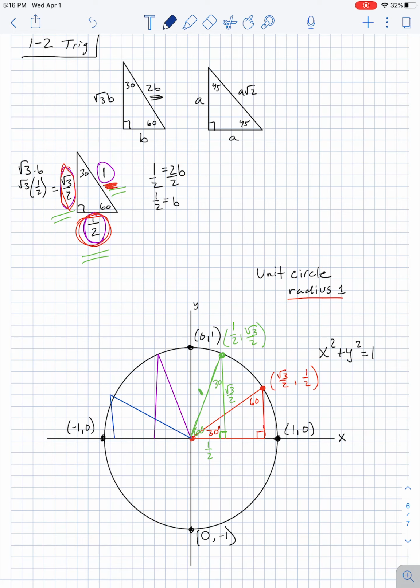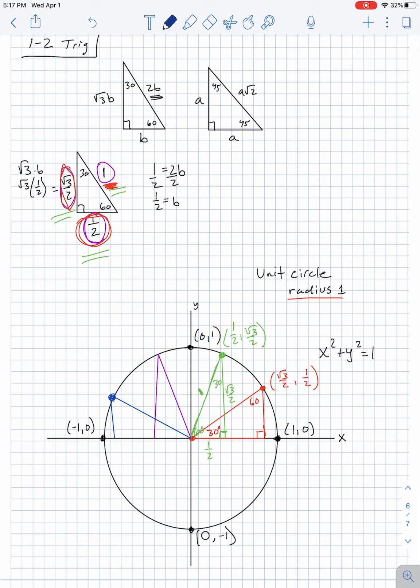Okay, that's like our red triangle flipped over. That's supposed to be on this circle, you can pretend. Okay, and we can go all the way around the circle drawing these triangles.